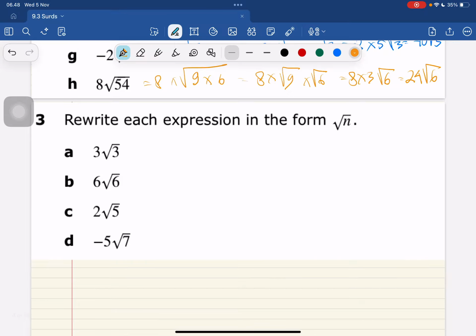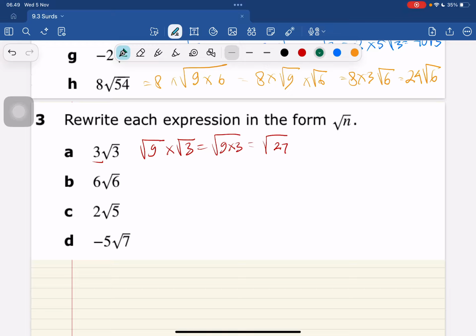Rewrite each expression in the form of square root of n. Okay, this is pretty easy. Look at 3. So 3, let us make it into the square root. 3 is square root of 9. Then multiply it with square root of 3. So this is 9 times 3. So the answer is going to be square root of 27.